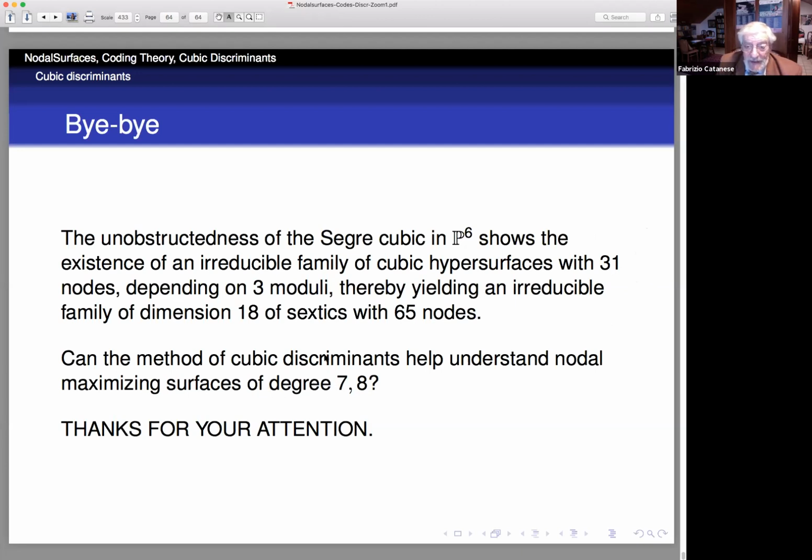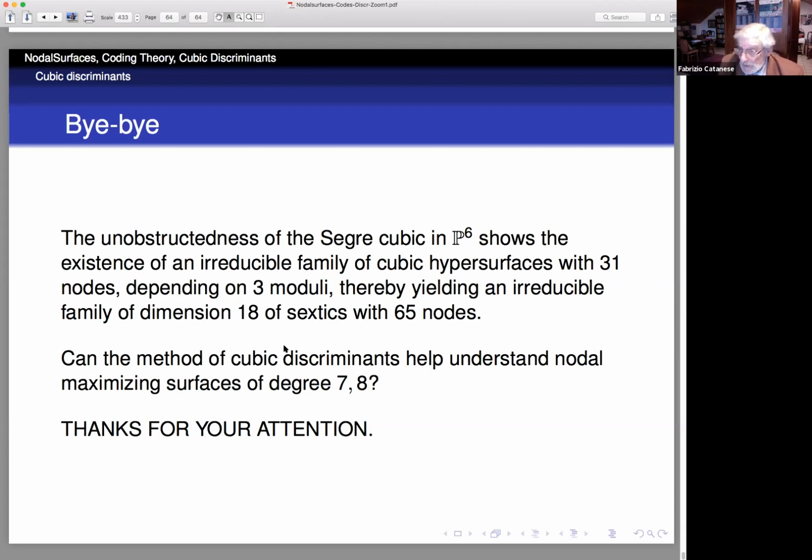of sextics with 65 nodes has dimension 18, but it has 3 moduli, because 15 are the projectivities. So I think for all of them, for the Barth, it is possible to prove that it is unobstructed. This shows that this family has local dimension 3.